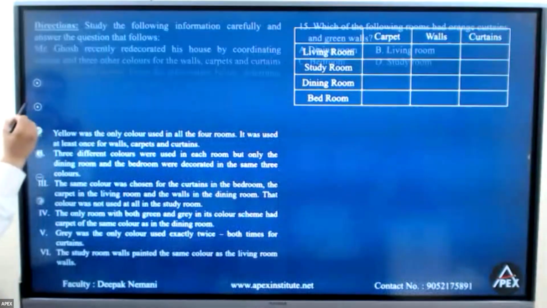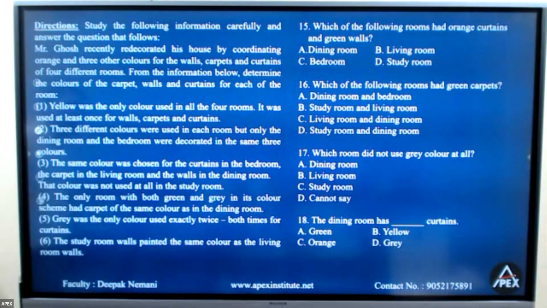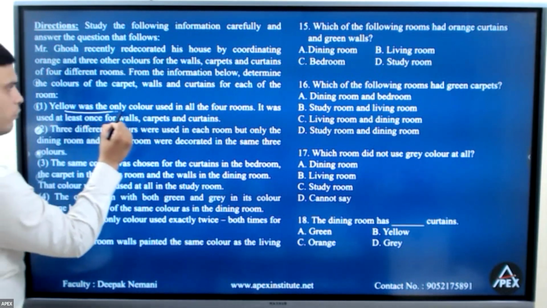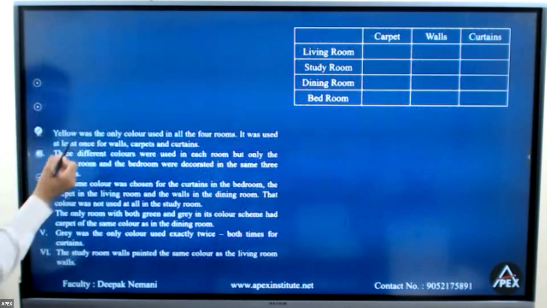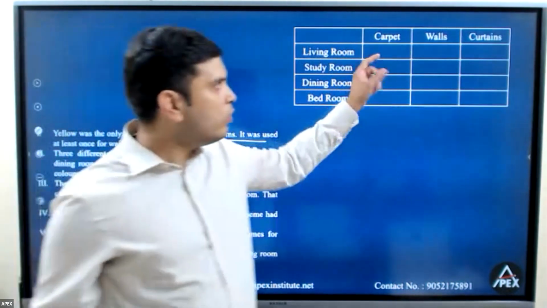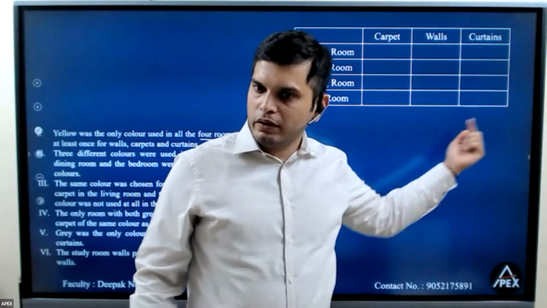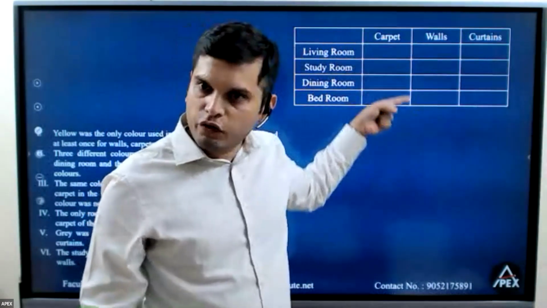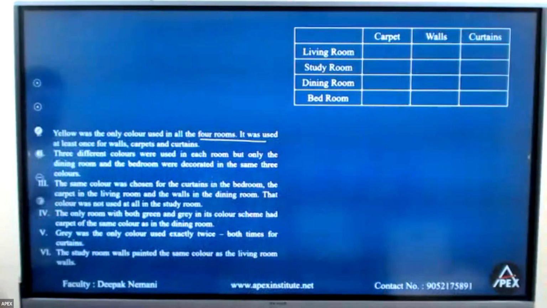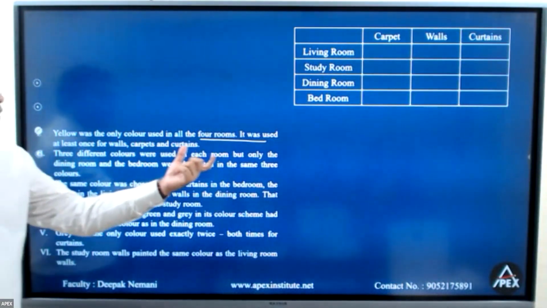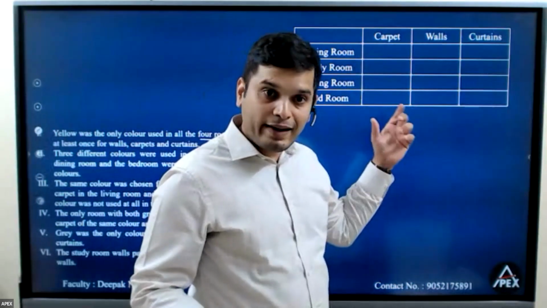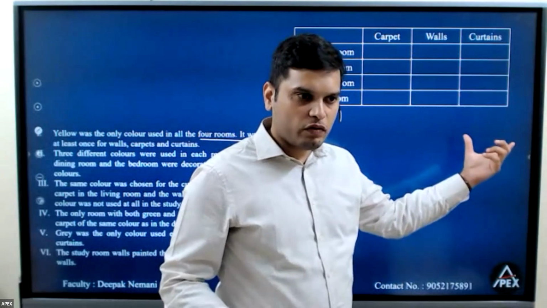Okay. So Mr. Ghosh recently redecorated his house by coordinating orange and 3 other colors for walls, carpets and curtains of 4 different rooms. From the information below, determine the colors of the carpet, walls and curtains for each of the rooms. Okay, so yellow was the only color which was used in all 4 rooms. So you need to have yellow in this row, this row, this row and this. Now at least once for walls, carpets and curtains, you need to have yellow at least once in this column, this column, this column.